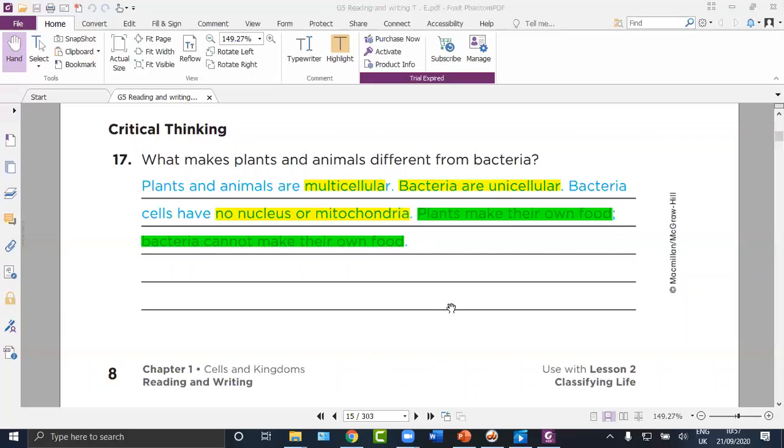Bacteria cells have no nucleus or mitochondria. Plants make their own food, but bacteria cannot make their own food. Transfer the answer because I will move to page 9. Hurry up, transfer the answer before I leave the page.